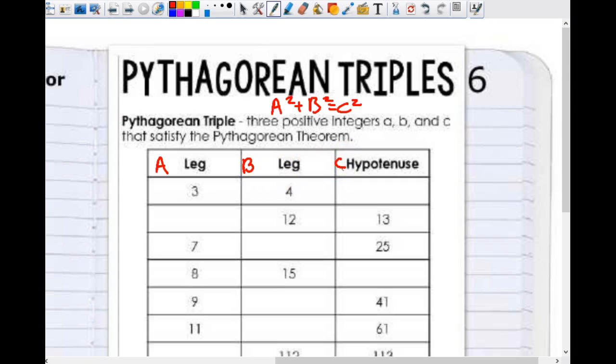We know this is our A, this is our B, this is our C. We have a squared plus b squared equals c squared. 3 squared plus 4 squared is equal to c squared. 9 plus 16 is equal to c squared. 25 is equal to c squared. 5 is equal to c.